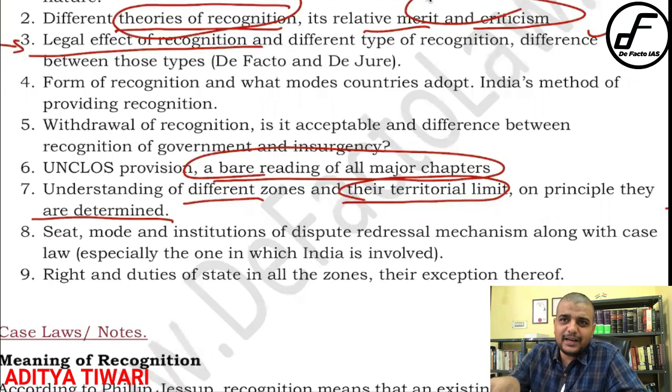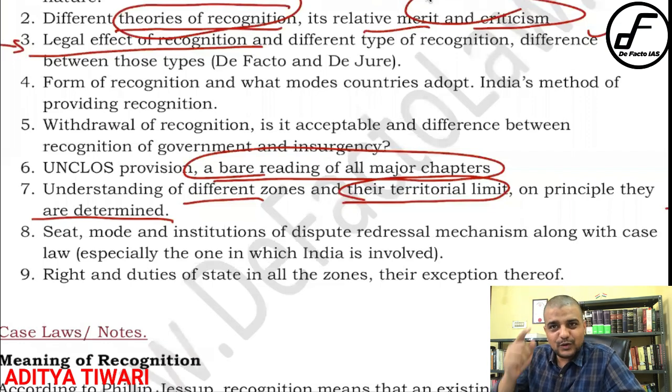One is what is written in your UNCLOS, that this is the way you will determine your territorial limit. And one is what is written outside UNCLOS, in what way you will determine the territorial limit, according to the case law. So you have to go through those case laws as well.